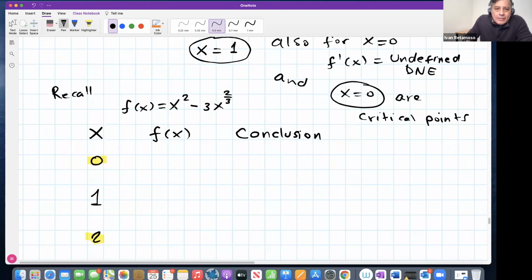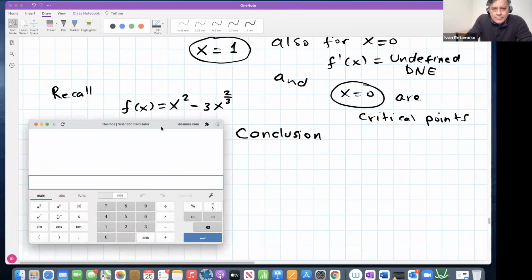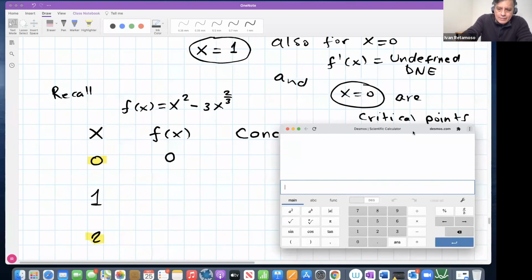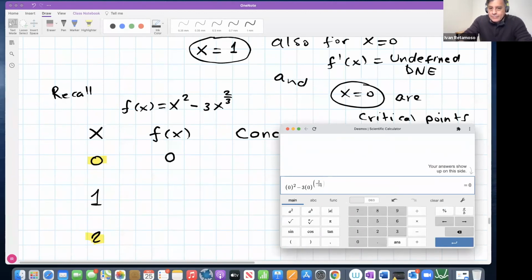So if you evaluate f of x at 0, 0 squared minus 3 times 0 raised to 2/3, I'm going to end up with 0, right? And again, guys, if you don't have to do this in your mind, you can just use the calculator. See, this 0 is squared, sort of to follow the format that we were following for the other exercises. The first evaluation is this, raised to 2/3. The exponent is a fraction, but we're okay with that.